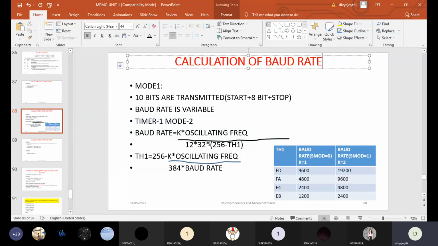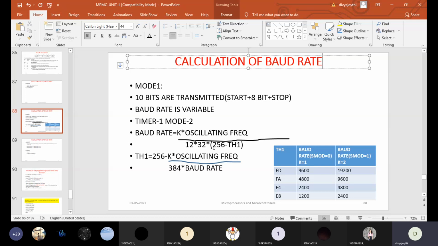So what are the other things that are unknown to you? I have told you about K and the oscillating frequency. F is nothing but 11.059 megahertz, and the formula has 12 into 32 into (256 minus TH1). Here TH1 is nothing but the higher byte of timer 1. We know that the timers are 16 bit and they are segregated into TH and TL, the higher byte and lower byte of the timer. As timer 1 is the default timer, in the calculation of baud rate we make use of the higher byte of timer 1.